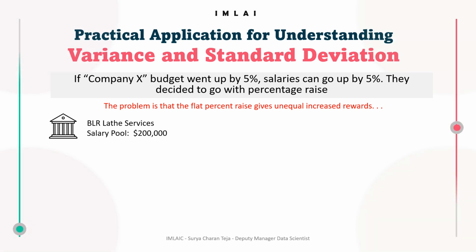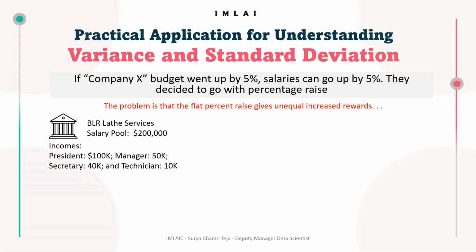Okay, let's take this company, BLR Late Services. Their salary pool is 2 lakh dollars, so they have to pay this much money. The president will receive 100K dollars, the manager 50K, the secretary 40K, and the technician 10K. Those are the salaries of the various employees of BLR Late Services.